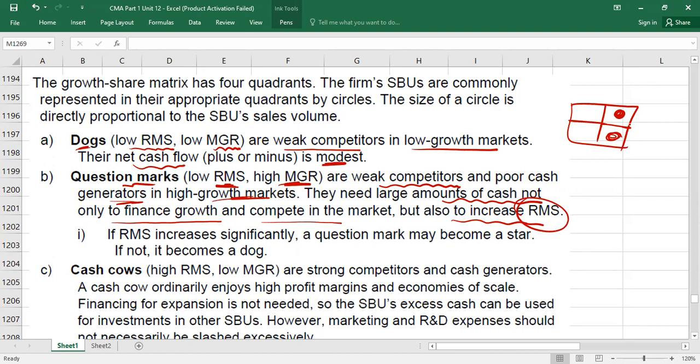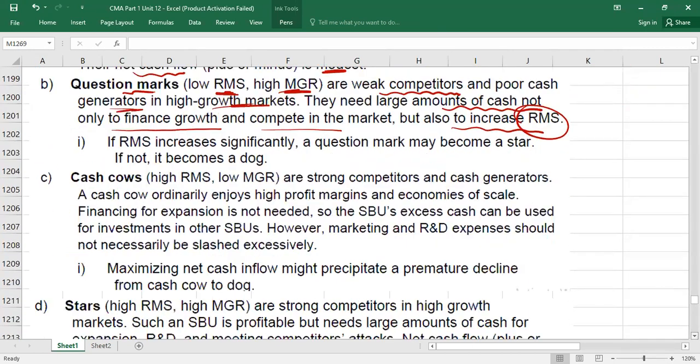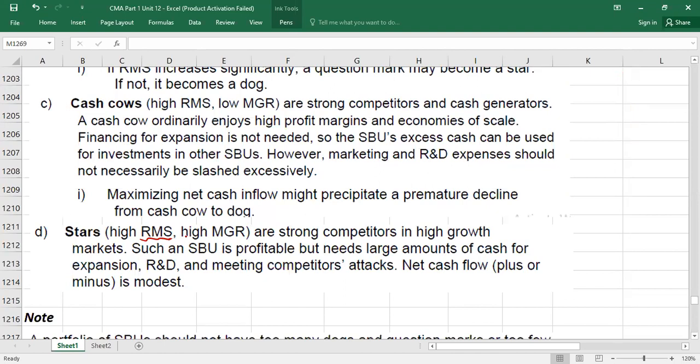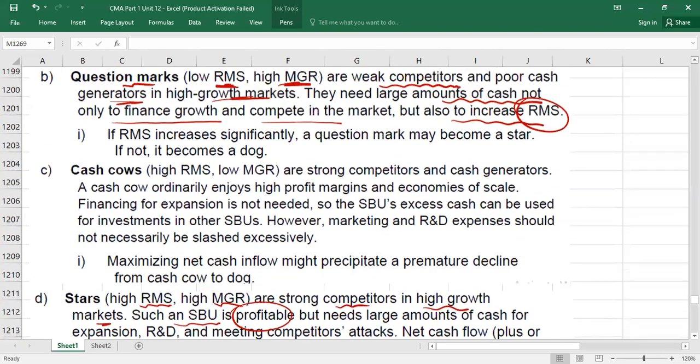Then we have the other two quadrants here. Those companies are called stars. In stars, what will happen? There is a high market share and high market growth rate. So they are strong competitors in a high growth market, such an SBU. Obviously, here you will earn profit.